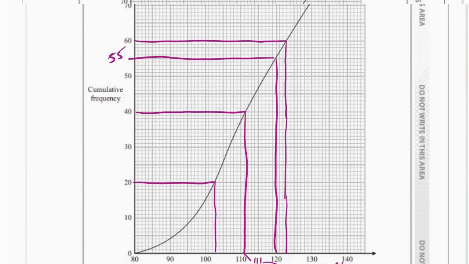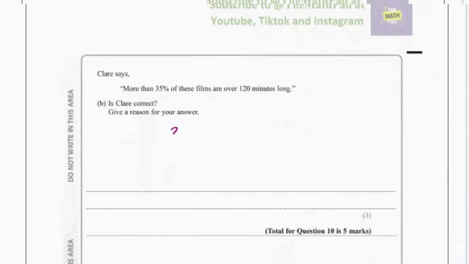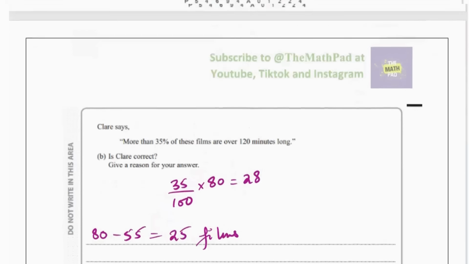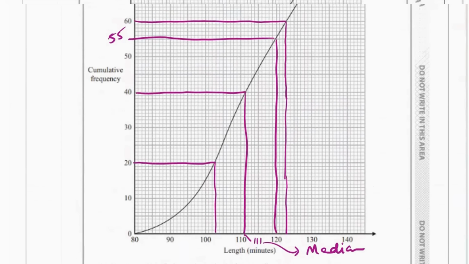So 35% of 80 is going to give us 28. And according to the graph, 55 and above. So if we do 80 minus 55, that equals 25. So based on this, we know that 55 films are under 120 minutes long, okay?